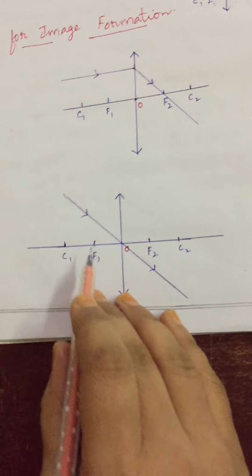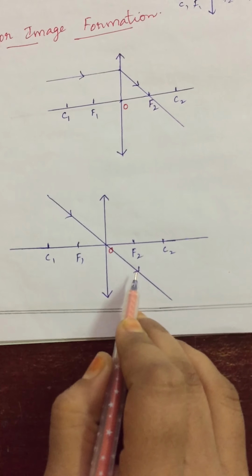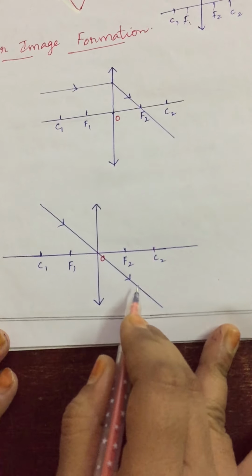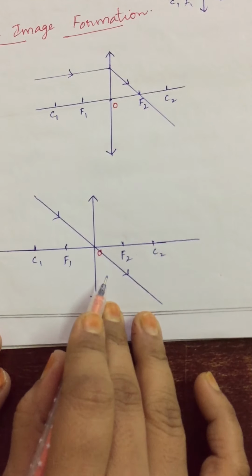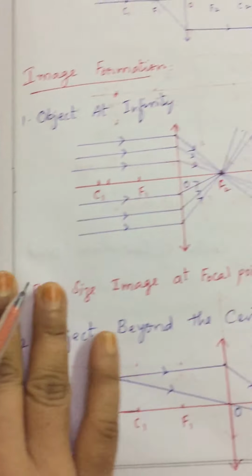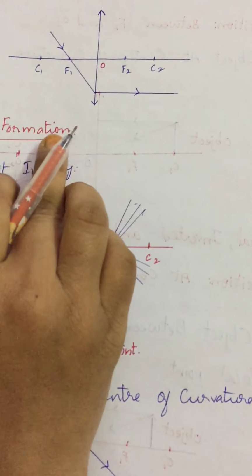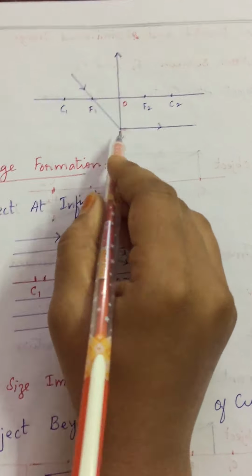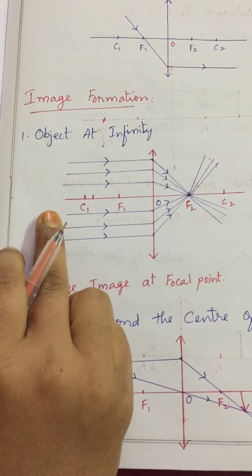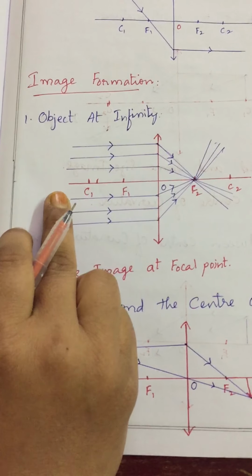Second rule: a ray of light passing through the optic center of the lens goes straight and emerges in the same direction, without deviation. It will not go in any other direction. Third rule: a ray of light passing through the focal point becomes parallel to the principal axis after refraction on the other side of the lens. These are the three rules. To draw the ray diagram, out of these three rules we use only two rules according to our convenience. Now, image formation: how will we draw the images?